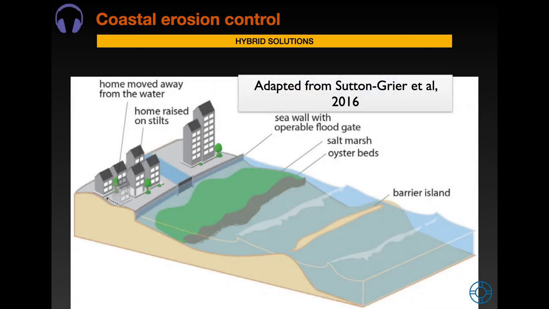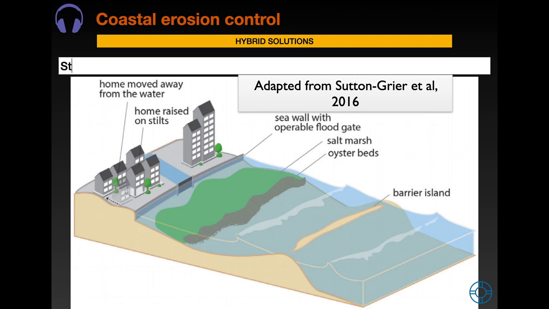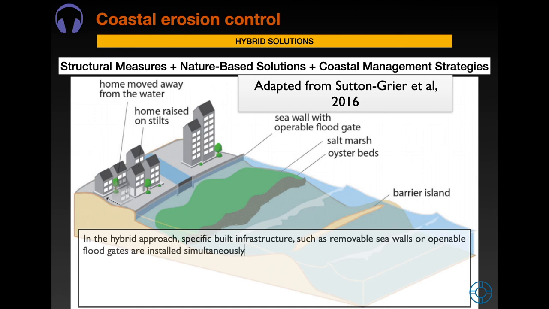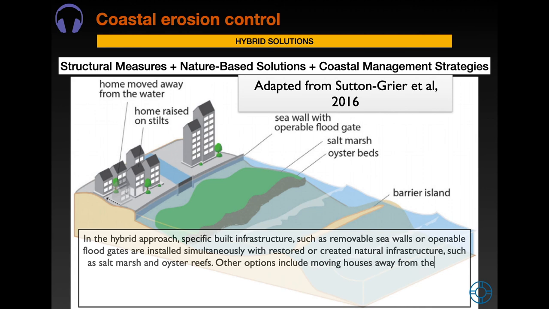In the hybrid solutions, the idea is that structural measures can be added to nature-based solutions and to coastal management strategies to extract the best of each one of them. In the hybrid approach, specific built infrastructure such as removable seawalls or openable floodgates, as shown in this image, are installed simultaneously with restored or created natural infrastructure, such as salt marshes and oyster reefs. Other options include moving houses away from the water and raising them on stilts.